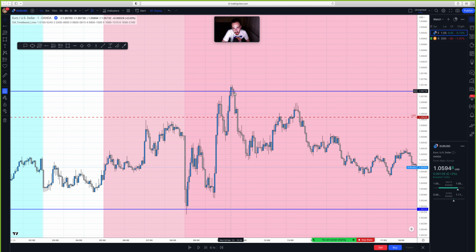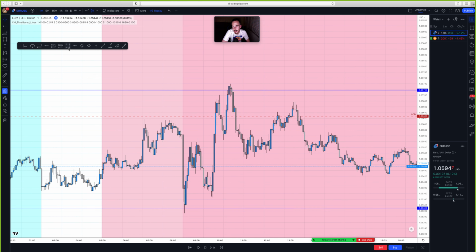We touch an M15 supply on M1, and then notice how we create a new supply right here. This previous contrary candle that gave us this push to the downside is letting us know that this supply is valid.